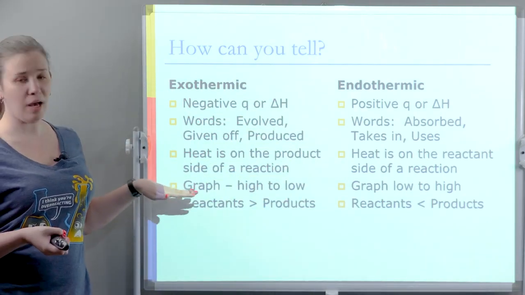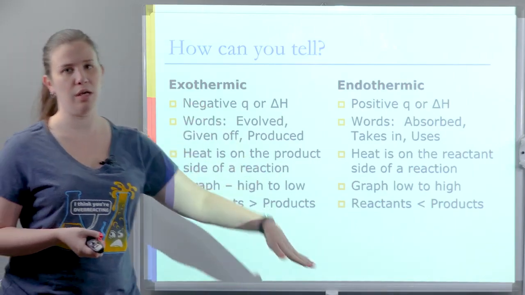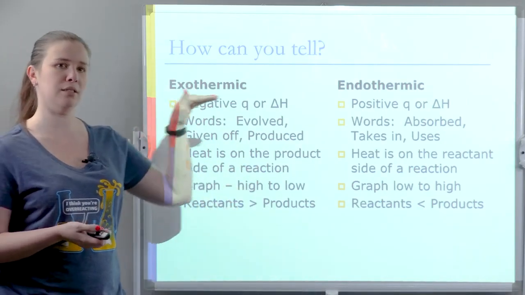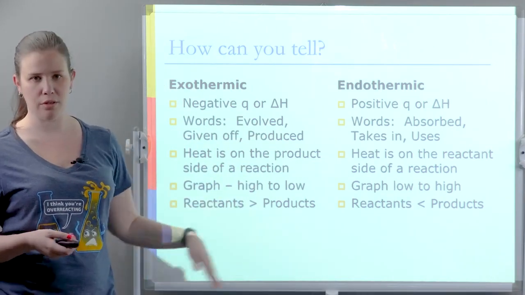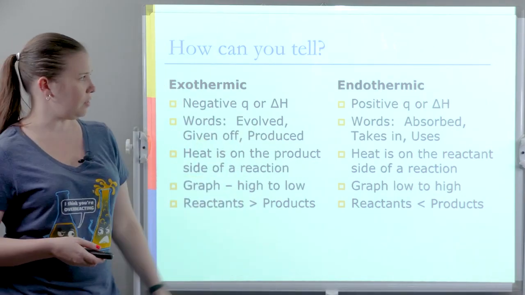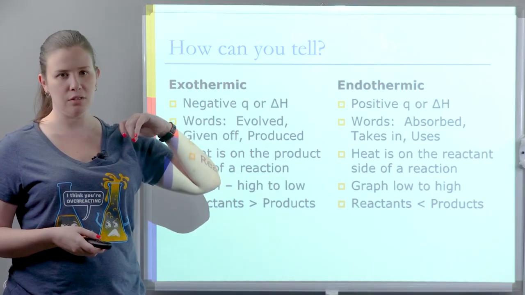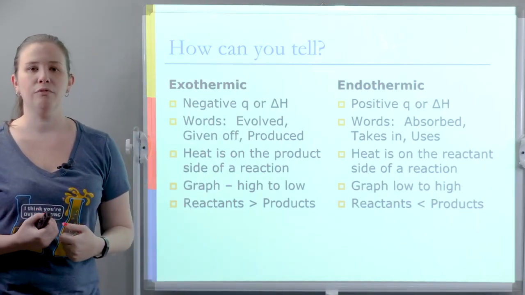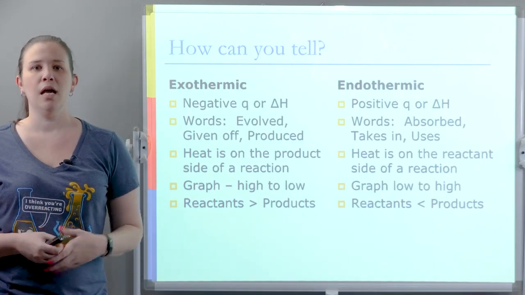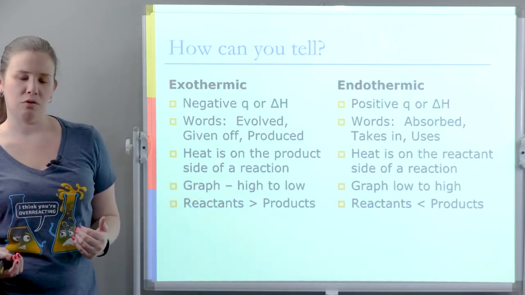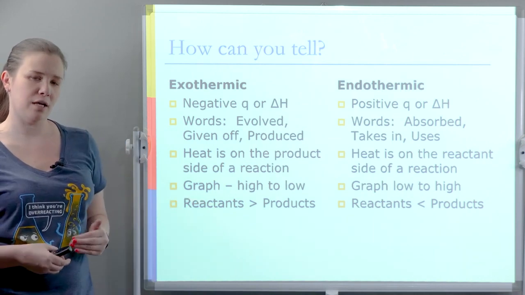And then the graph that we looked at showed that the energy overall decreased. The reactants had a higher energy than the products. The reactant energy was greater than the products. On the endothermic side of things, we would have a positive delta H or Q. You're looking for words like absorbed, takes in, uses, heated, and the heat would be on the reactant side of the thermochemical equation, on the left-hand side.